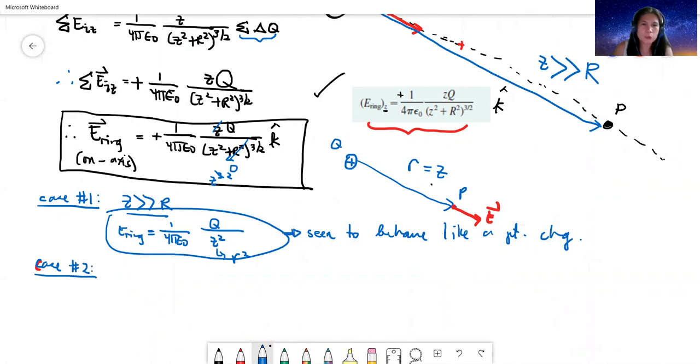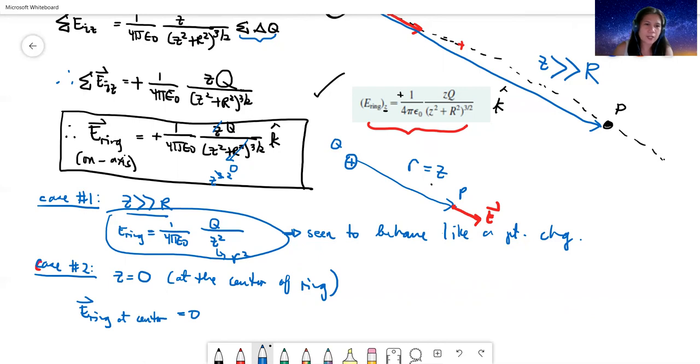So in case number 2, what is the electric field at the center? So what if z is 0? So that is at the center of the ring. So at the center of the ring, this becomes 0. Itong z dito, 0 times any number is 0. So the electric field of the ring at the center of the ring is 0. Why do you think the electric field at the center of the ring is 0?